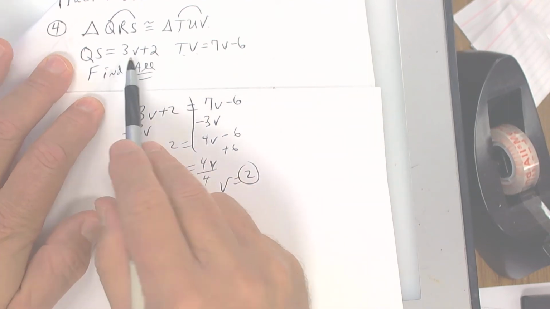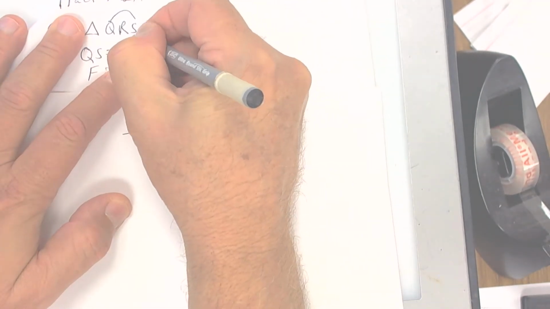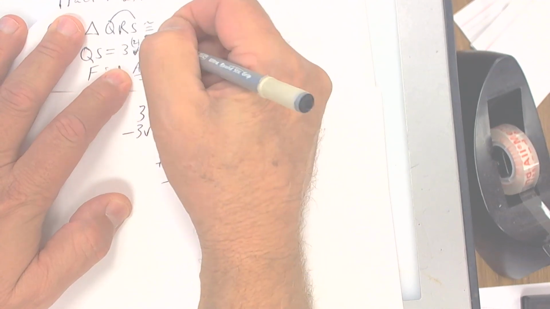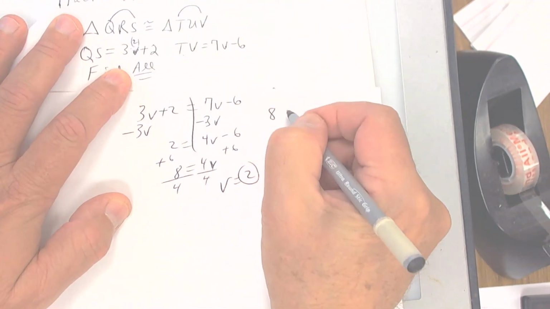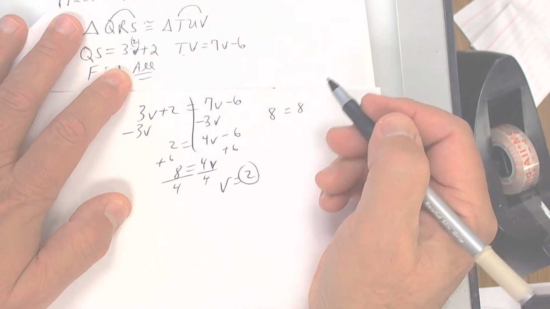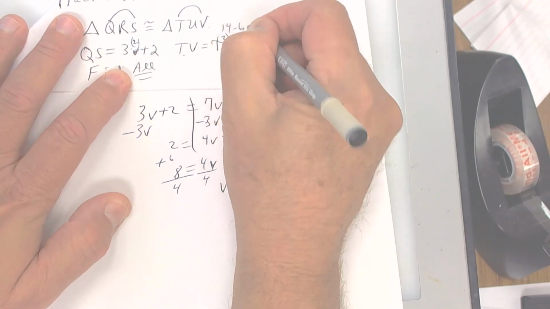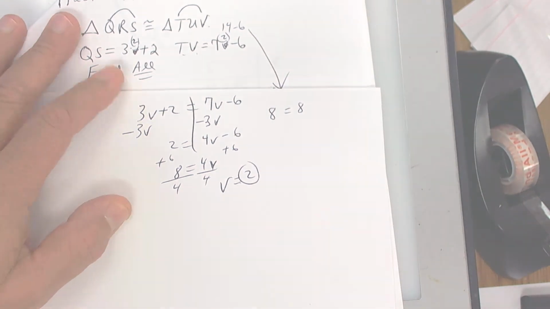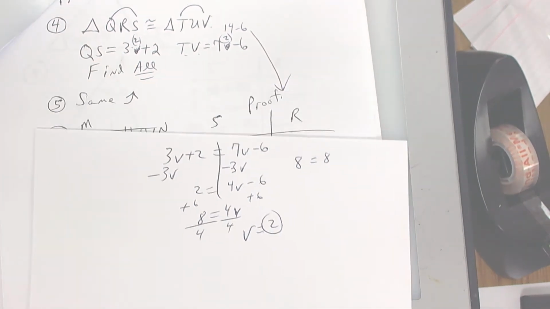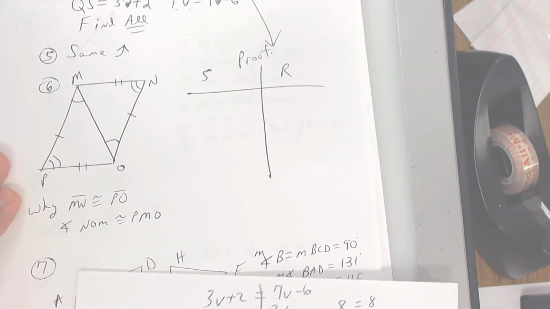Now plug it in. 3 times 2 is 6. Scratch that out. 6, 7, 8. So they both should be 8. You can try it. 7 times 2 is 14. And 14 minus 6 is 8. They're equal. Okay? All right, watch the next one.